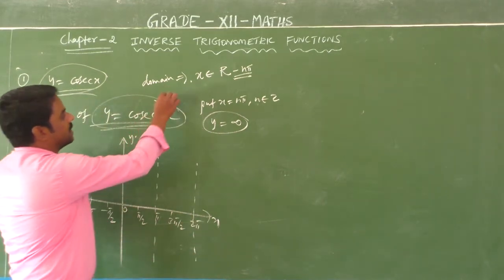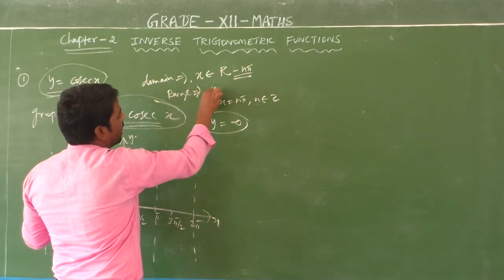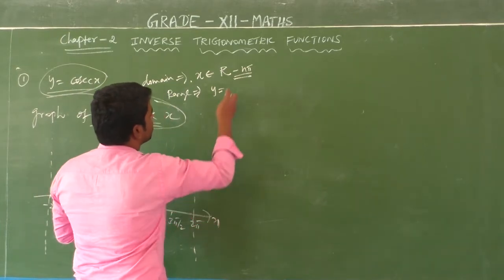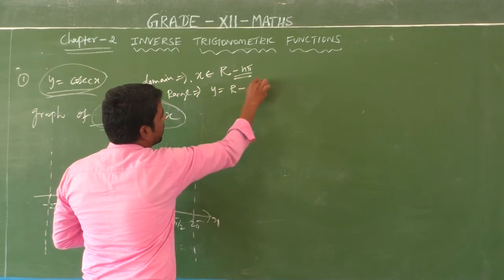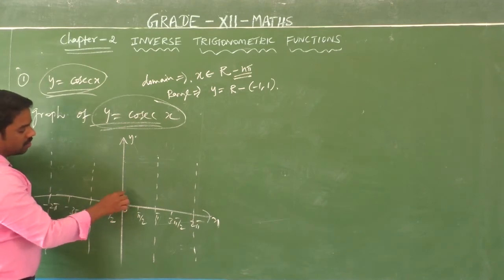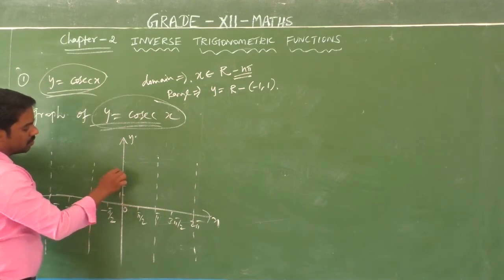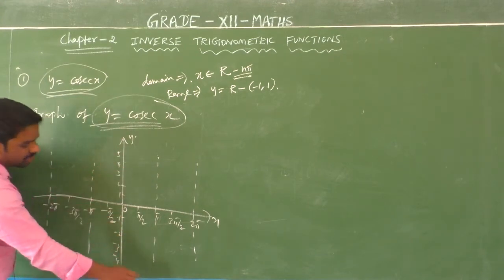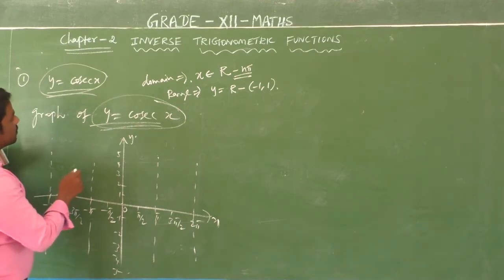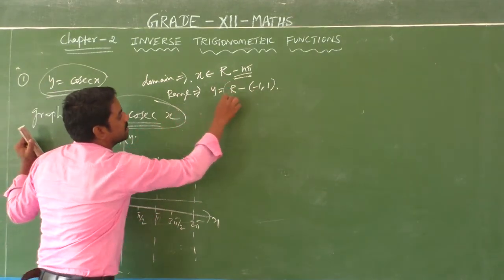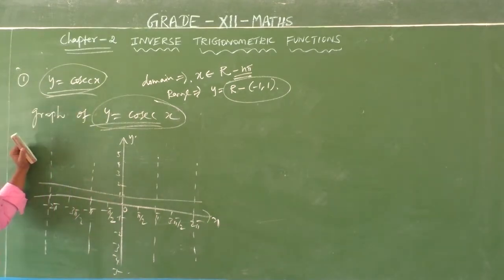And also the range. The range of this function is y equal to the set of all real numbers except the open interval minus 1 comma plus 1. Here y is 0, 1, 2, 3, 4, 5, and here minus 1, minus 2, minus 3, minus 4, minus 5, and so on. So the range of this curve y equal to cosecant x is R minus the open interval minus 1 comma plus 1, the set of all real numbers except minus 1 to plus 1.